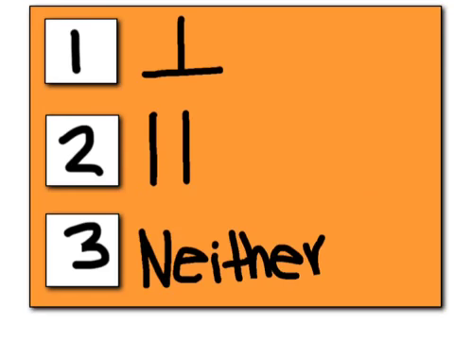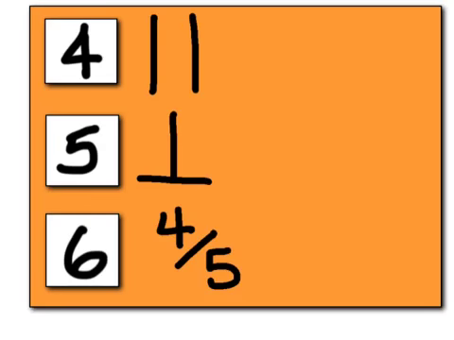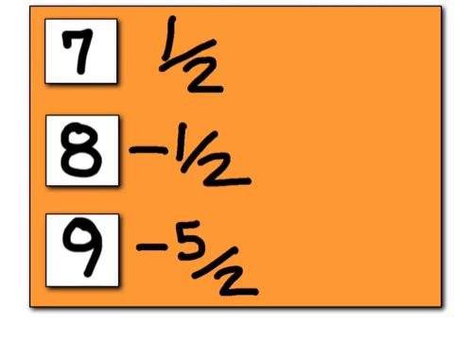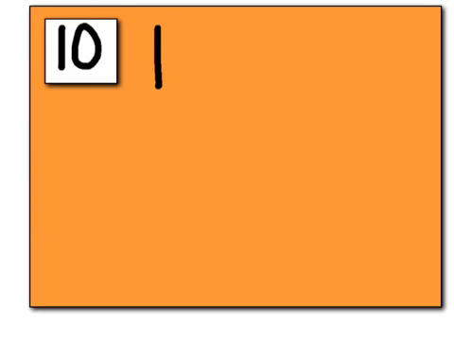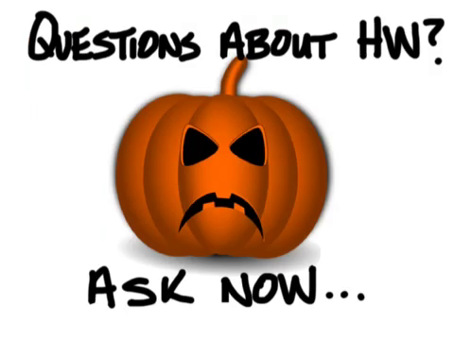Problems 1 through 3, answers are perpendicular, parallel, and neither. For 4 through 6, it's parallel, perpendicular, and 4/5. For 7 through 9, 1/2, -1/2, and -5/2. Number 10 should be 1. Any questions on the homework from last night?